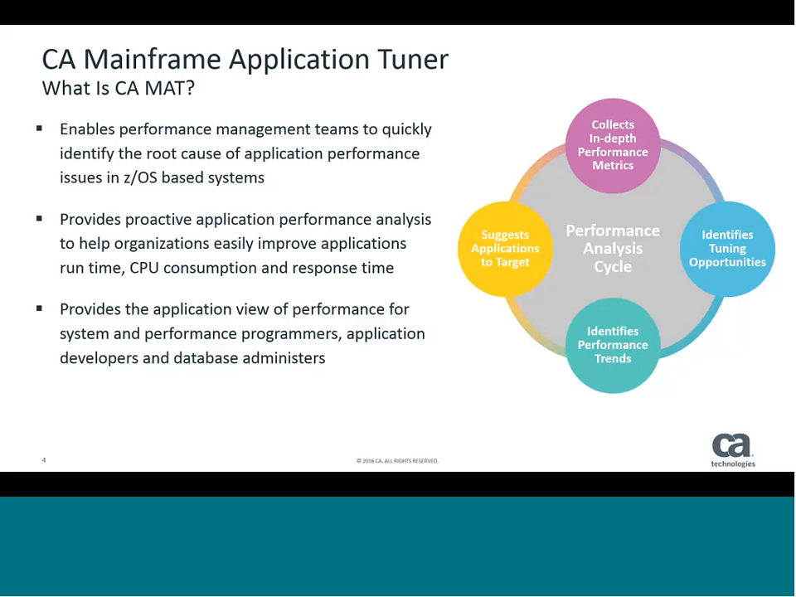So on the right-hand side, we talk about the cycle. So typically, we're going to start by identifying what the opportunity is. Utilize MAT to identify which applications are running inefficiently. We're going to be able to identify those particular areas of the application code. We'll be able to help you to identify performance trends. We'll even be able to implement through our EMA, be able to suggest applications that you may want to target that you may not even be aware of that are running inefficiently. And we're going to put that all together in an in-depth analysis and performance metrics perspective for you.